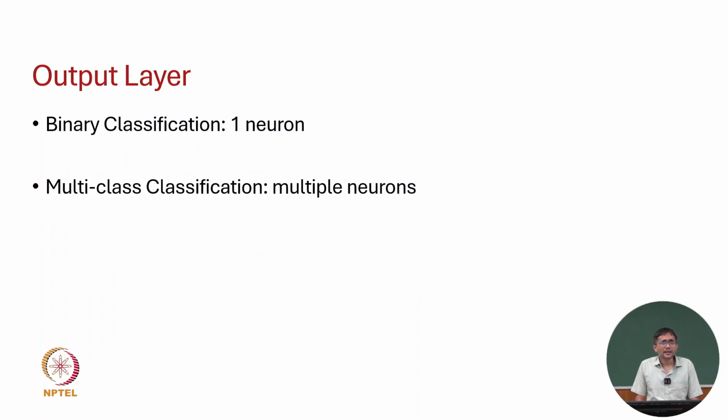Finally, we have the output layer. If we are talking about binary classification, one neuron is sufficient. However, if we are instead talking about multi-class classification, in this case we'll be using multiple neurons at this stage.